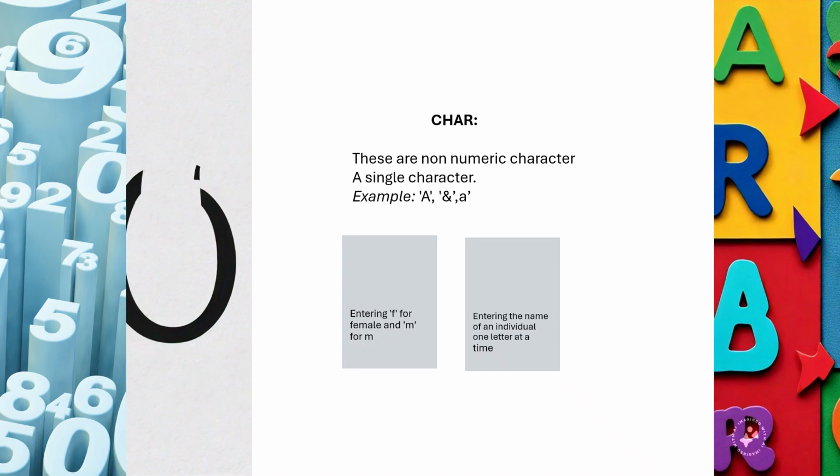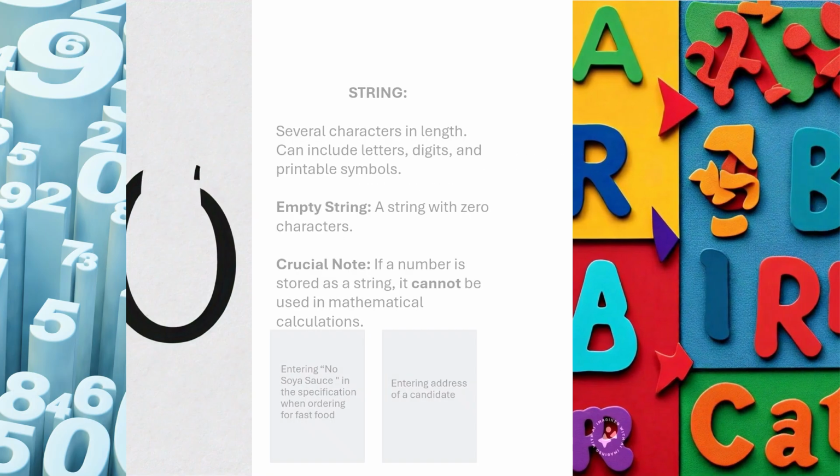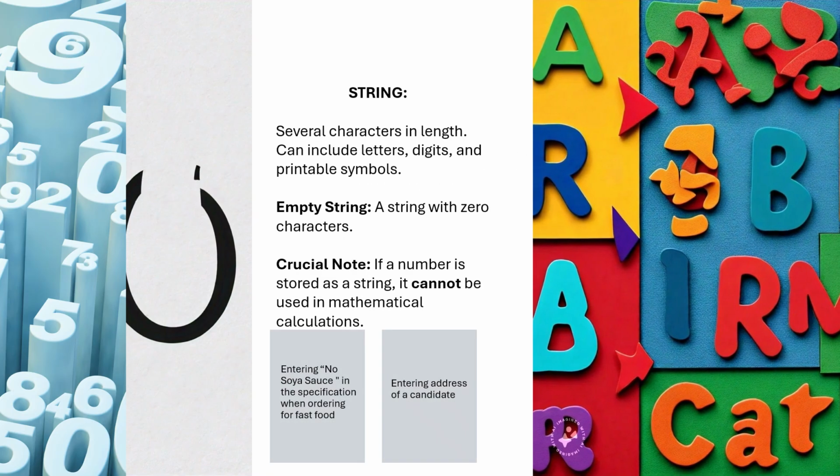The next textual data type is the string. Several characters in a length make up a string. This can include letters, digits, and printable symbols. An empty string is a string with 0 characters. But if a number is stored as a string, it cannot be used in mathematical calculations.